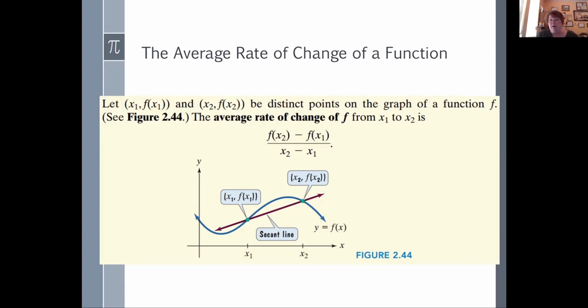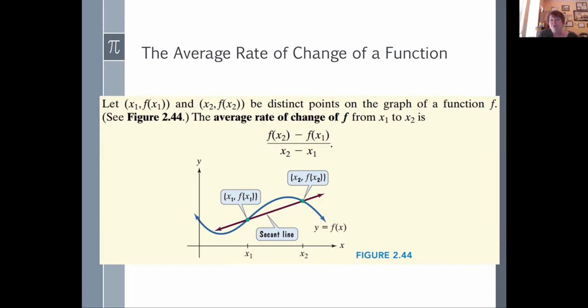I could pick another point on the graph of this function, some x sub 2 and f of x sub 2. Again, what's f of x sub 2? It's the output of my function given my input is x sub 2. And I can find the slope of the secant line that connects those 2 points. And I do that by finding the change in y over the change in x. But now we're writing the change in y in function notation because we're studying functions and we need to be using function notation to show that this is a function.